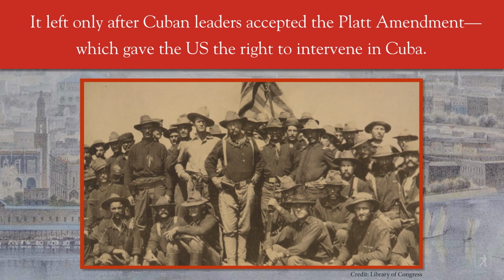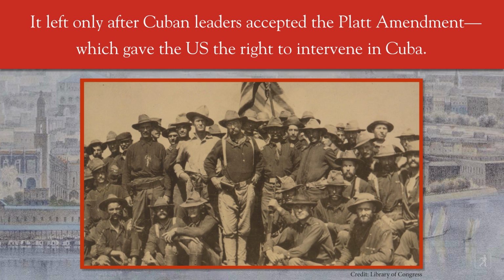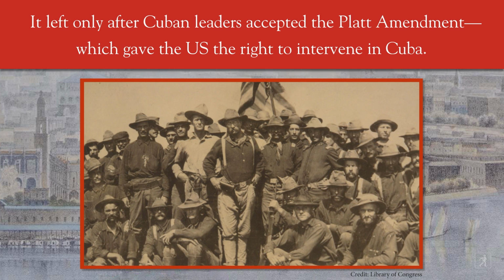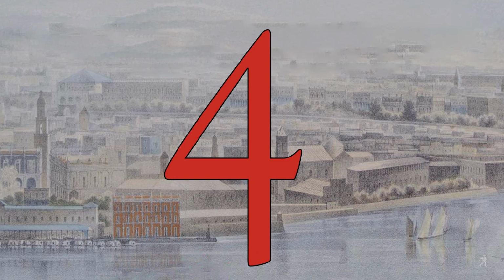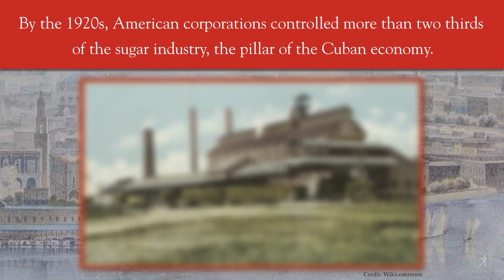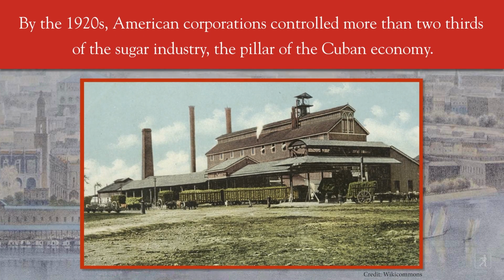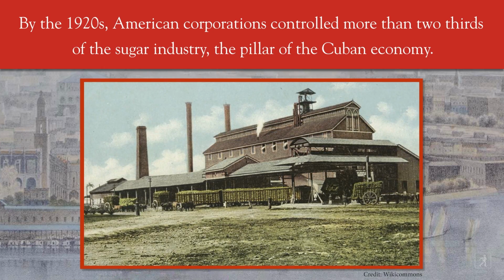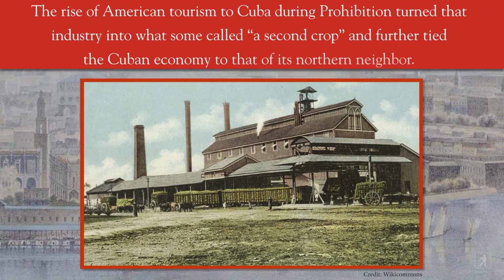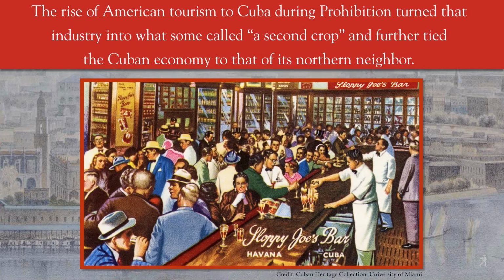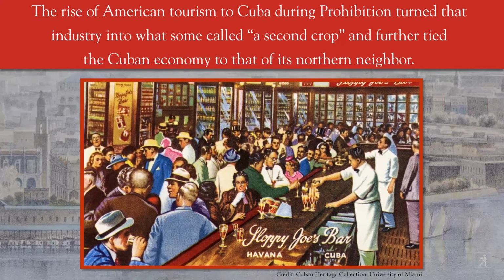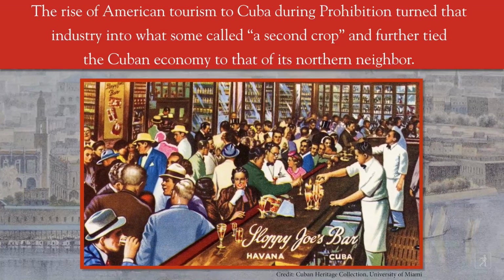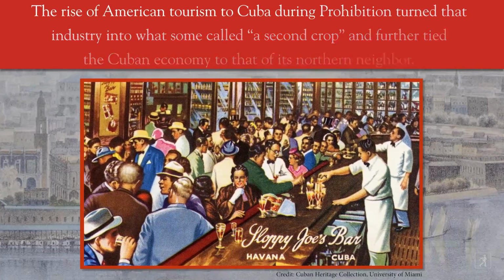It left only after Cuban leaders accepted the Platt Amendment, which gave the U.S. the right to intervene in Cuba. By the 1920s, American corporations controlled more than 2/3 of the sugar industry, the pillar of the Cuban economy. The rise of American tourism to Cuba during Prohibition turned that industry into what some called a second crop, and further tied the Cuban economy to that of its northern neighbor.